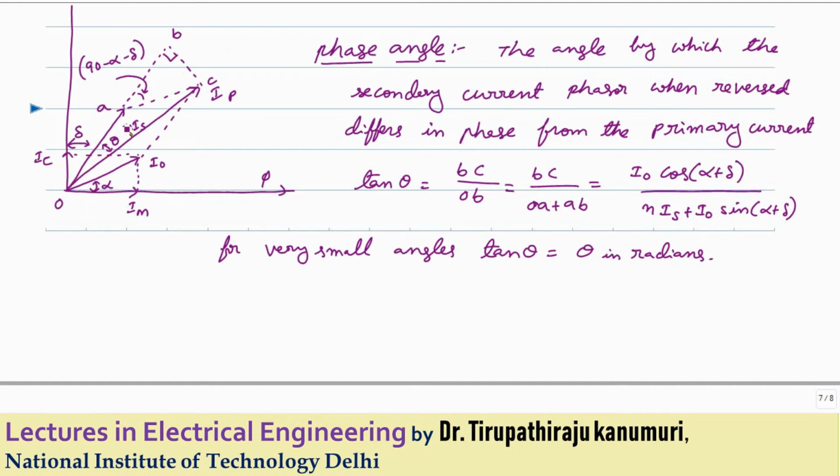Ideally speaking, n times Is should be in phase with the primary current. That means n times Is, the secondary side current, should be exactly 180 degrees opposite to the primary current. But in practice it is not the same. Some angle is introduced. The angle difference between the primary current and n times Is is called the phase angle or the phase angle error.